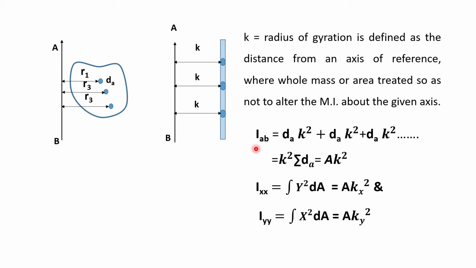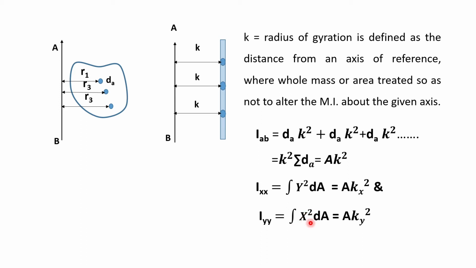When we write down the formula for this lamina about the axis of reference, IAB is equal to dA into k square plus dA into k square, because these small elemental areas remain at the same distances. When we apply it over the whole area, we get the final formula: Ixx is the integration of y square dA, and about the reference axis Yy, we get x square dA.